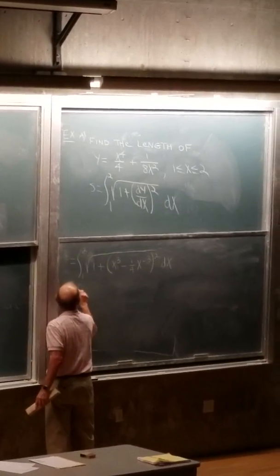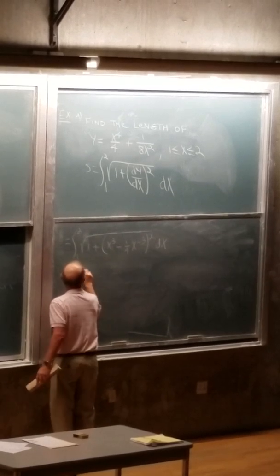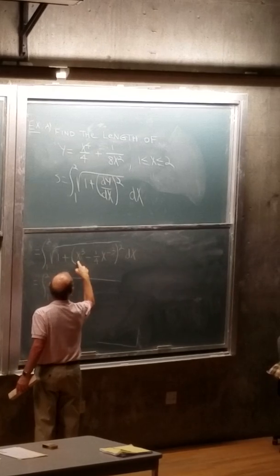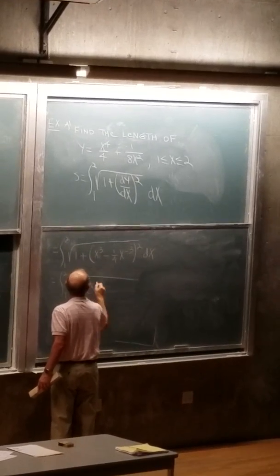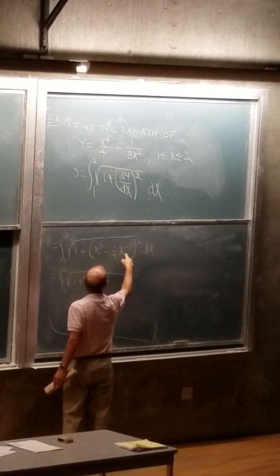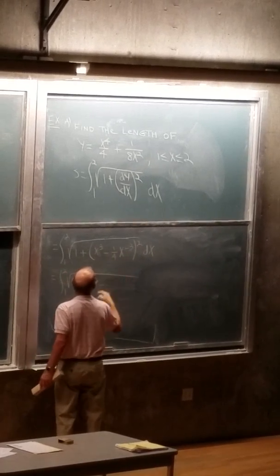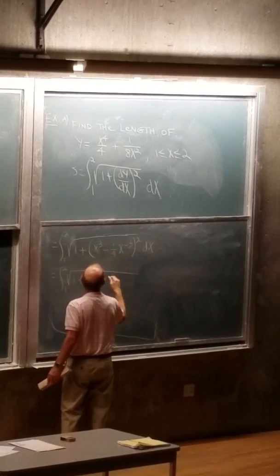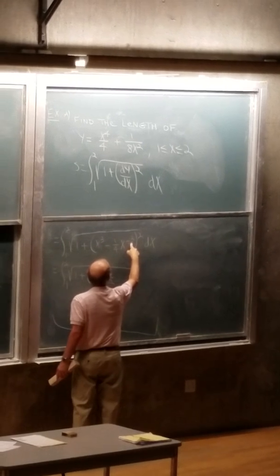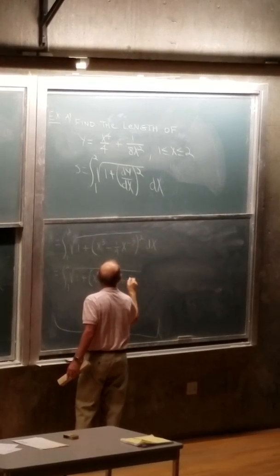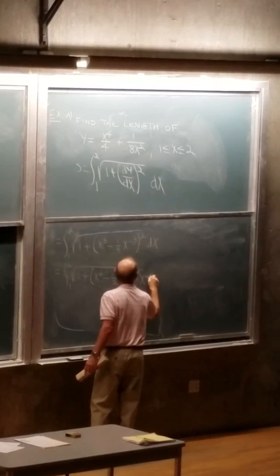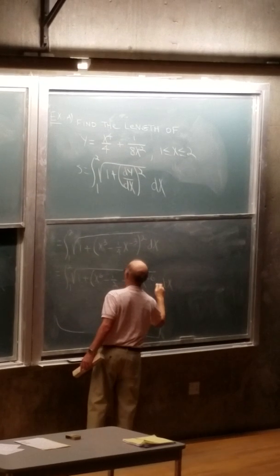Let's see what we get when we do that. We get the integral from 1 to 2 of the square root of 1 plus, and if we square this, we'll get x to the 6th, and then minus 2 times this times this. So when we take the middle term, we'll get minus 2 times 1/4, so that gives 1/2, and x cubed times x to the minus 3 just gives 1. And then finally, in the last term, if we square it, we get 1/16 x to the minus 6. And then I need parentheses.